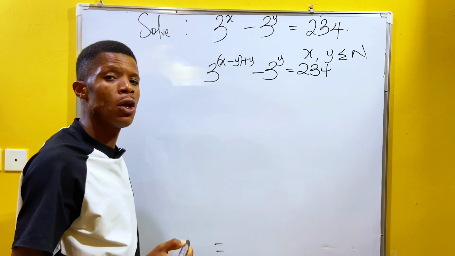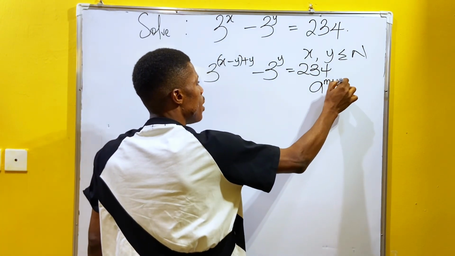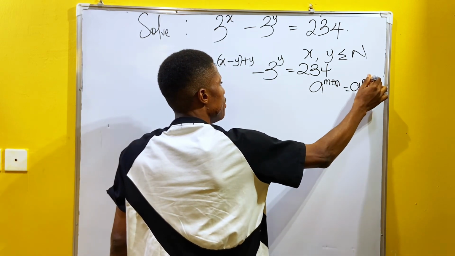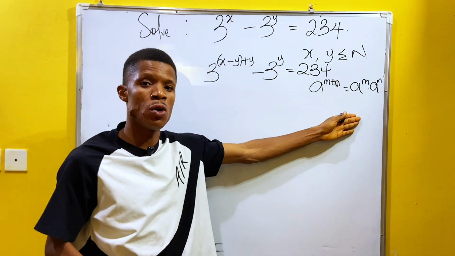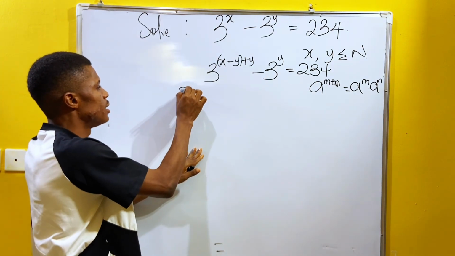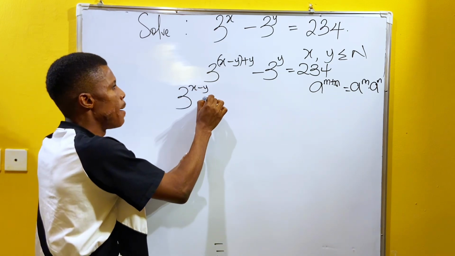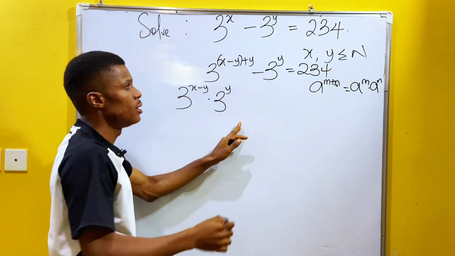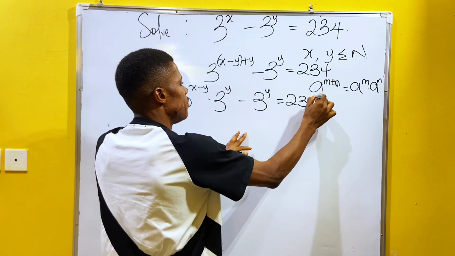Now remember from the laws of exponents that a to the power of m plus n is the same thing as a to the power of m times a to the power of n. This is the product rule in multiplication. So we are going to apply it to the first term. So I can write 3 to the power of x minus y, then times 3 to the power of y, minus 3 power y is equal to 234.